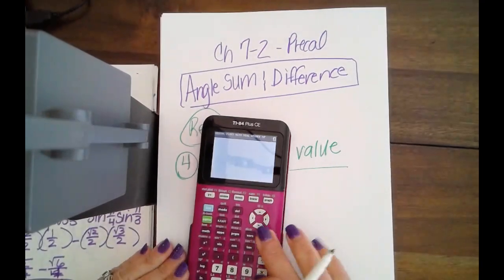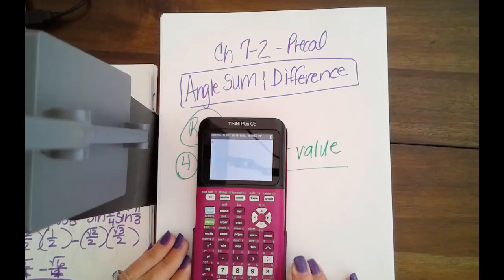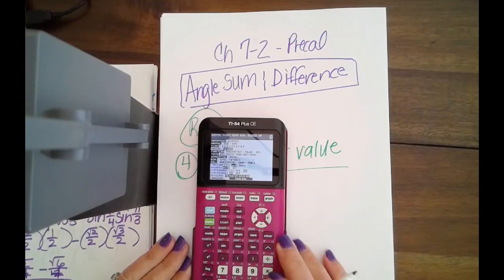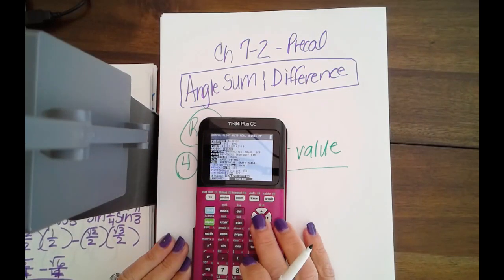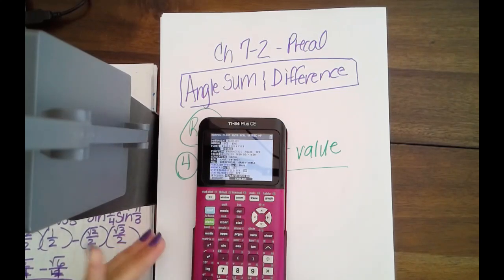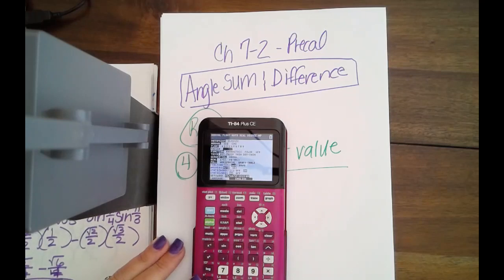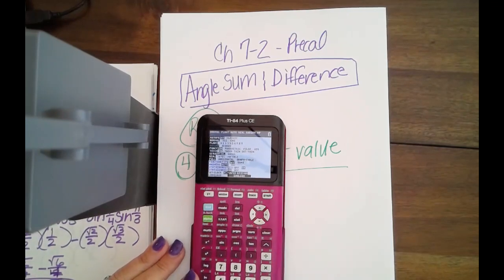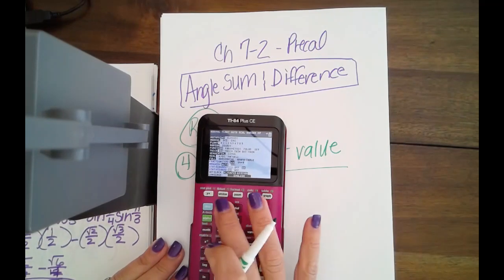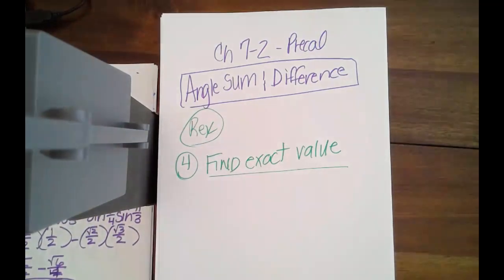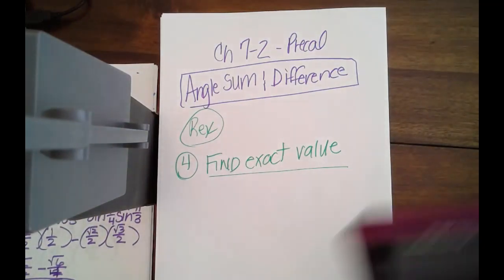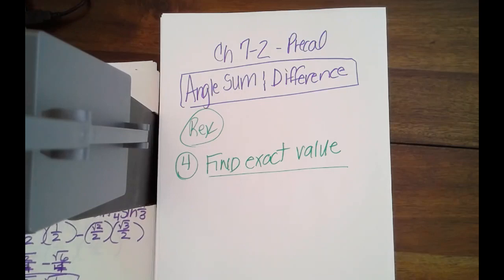Just a reminder to put your mode in radians: you hit mode, go down to the 4th line, and it says radian or degree. Right now, radian's blinking, so I want to arrow over, land on radians, and hit enter. That'll lock it in, and then you hit second mode to get out. So when you go to graph, you want it to be in radians, otherwise you'll be very, very frustrated.